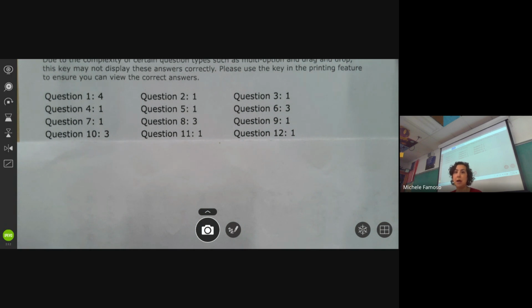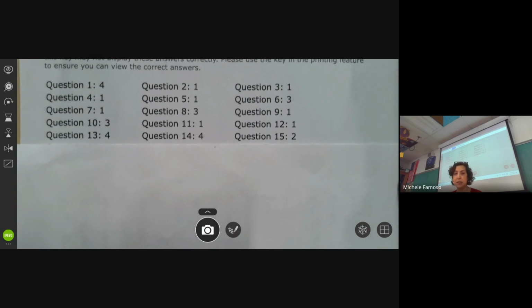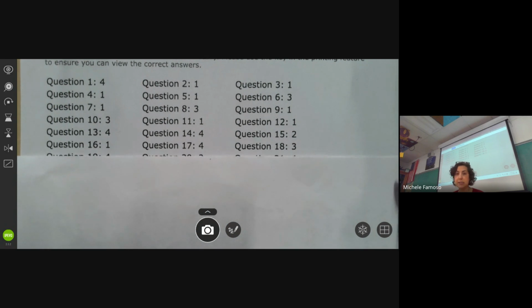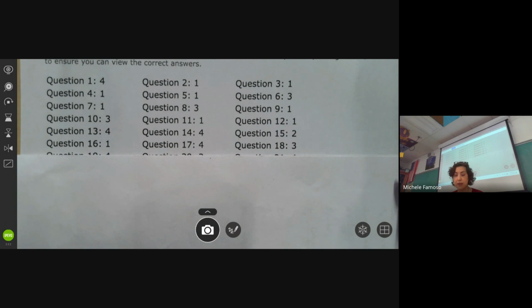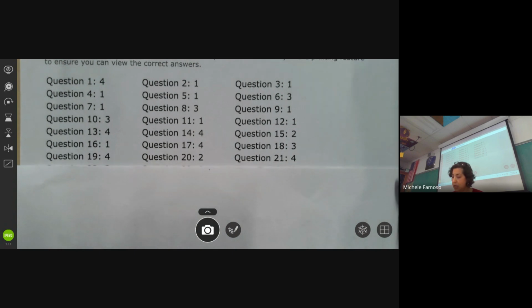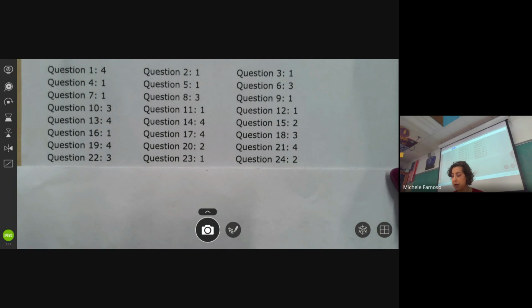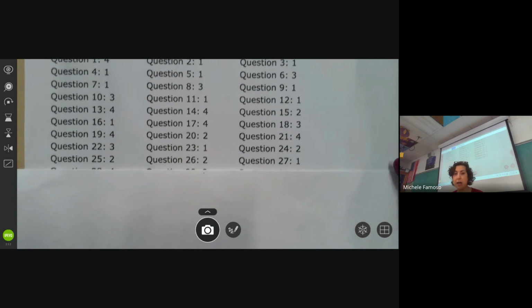12 is 1. 13 is 4. 14 is 4. 15 is 2. 16 is 1. 17 is 4. 18 is 3. 19 is 4. 20 is 2. 21 is 4. 22 is 3. 23 is 1. 24 is 2. 25 is 2.